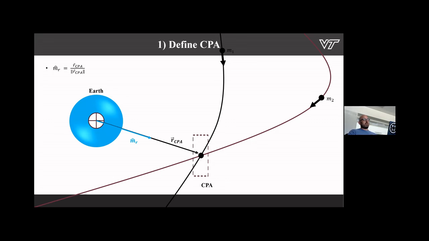So I define a CPA and make a unit vector out of that. That will play a role in how I define my coordinate frame, which will be used to apply my maneuver rules and then simulate using the relative motion equations to see if it works.